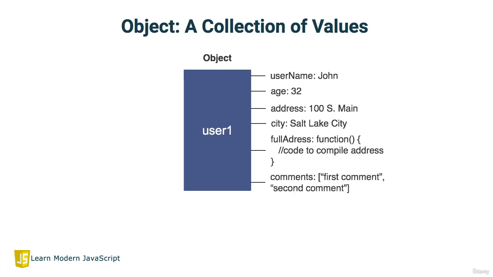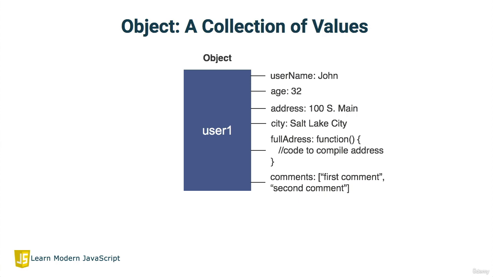Let's say we're keeping track of comments made by this particular user. Well, in this case, we could use an array. So an array could be associated with an object as well. And once again, it's stored as a name-value pair. So the value doesn't have to simply be a primitive like we had with the name-value pairs at the top of the object. It can be more than that. It could be a function, it could be an array, it could be another object even.